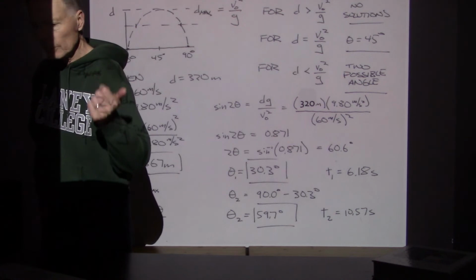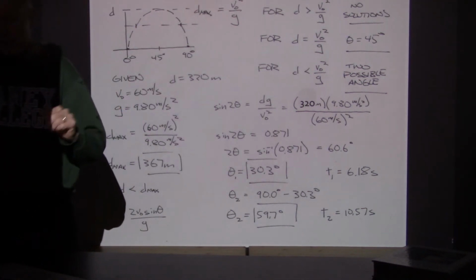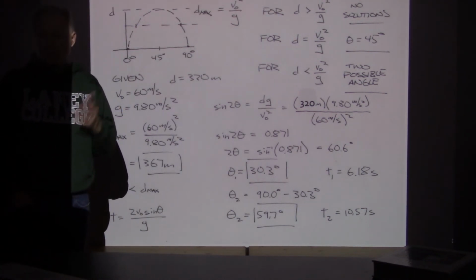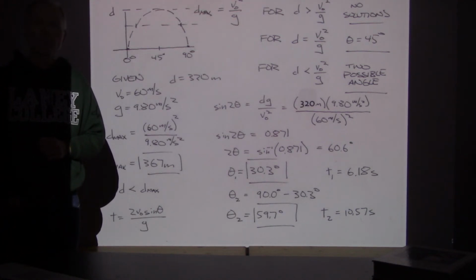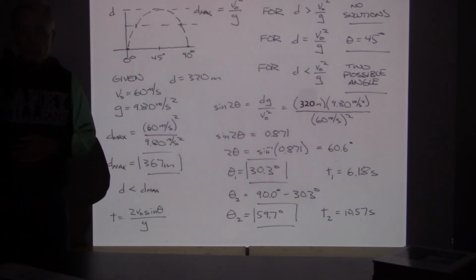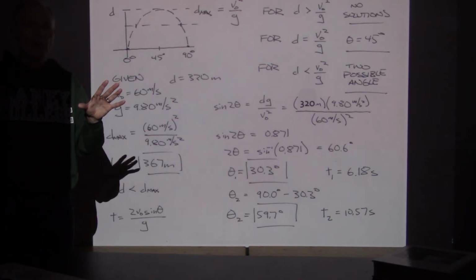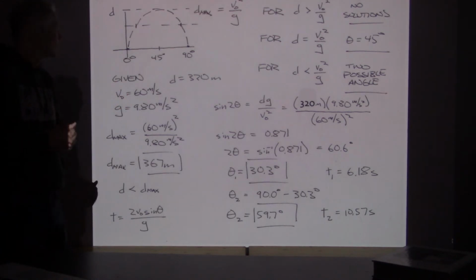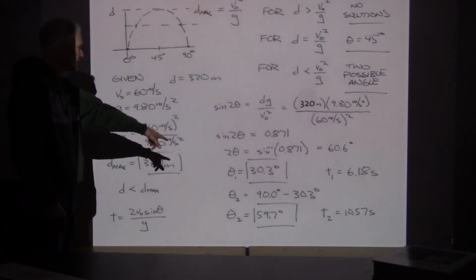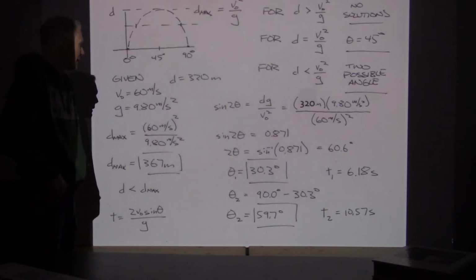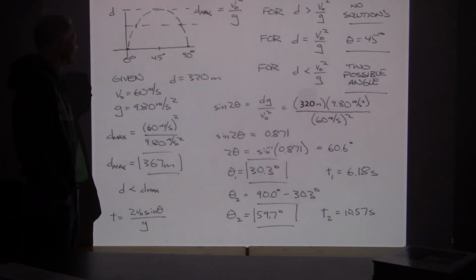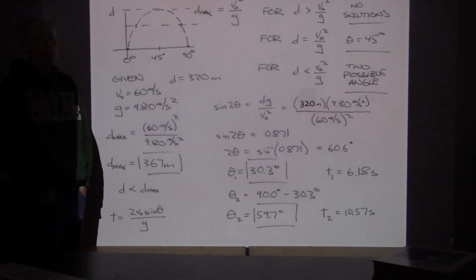The first one, the time is 6.18 seconds. The second takes 4.5 seconds longer. So if you're in a hurry, use the 30 degrees. If you're filming a movie, an epic film where you want the cannonball to be in the air for a really long time, use the 60 degree, the 59.7 degree angle. Okay, so that's another good problem.